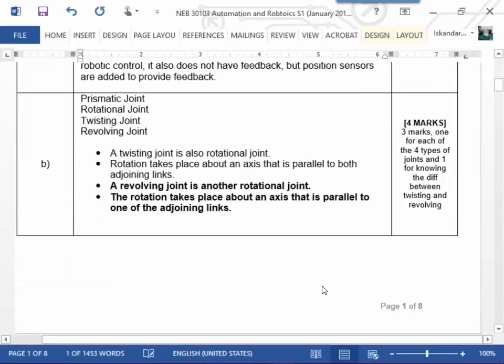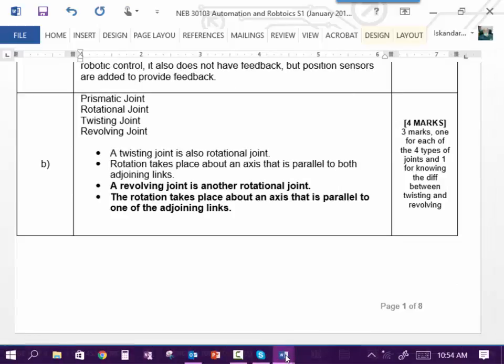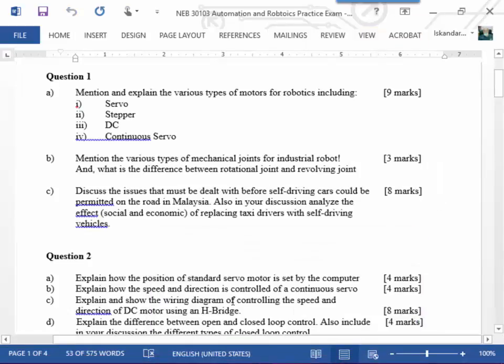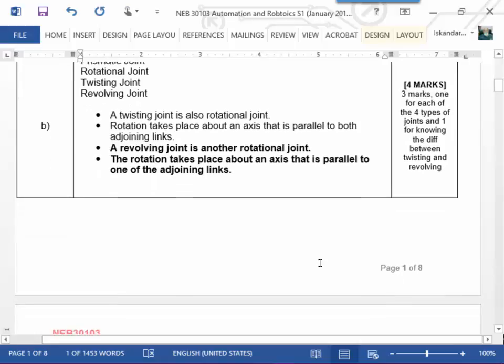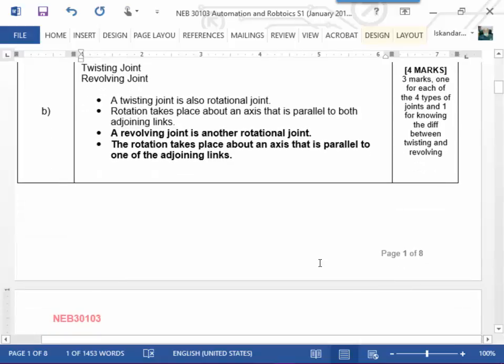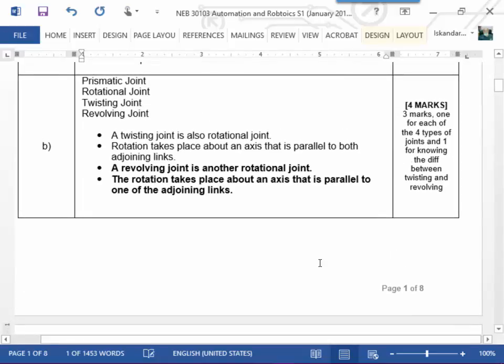Okay, the joints. I list 4 joints right here, and I don't know if that's the same 4 joints that are on the test. Mention the various types of mechanical joints. So I list 4 of them here. There are more. And again, a twisted joint that is also rotational. There's parallel, a revolving around it. And basically, these are from the first couple of lectures. So a lot of these questions come from the first lecture or two, and those slides are up there. So that's it.